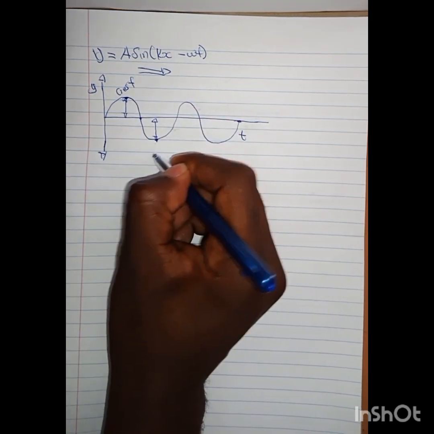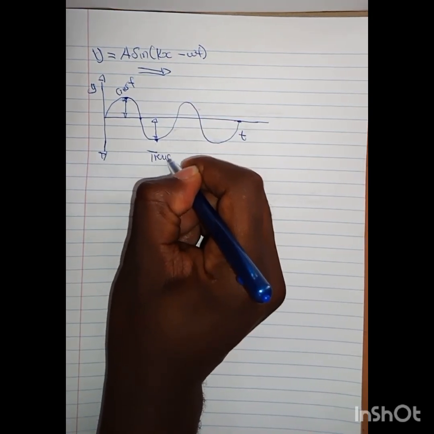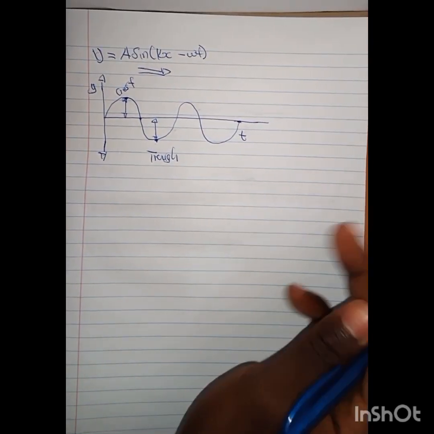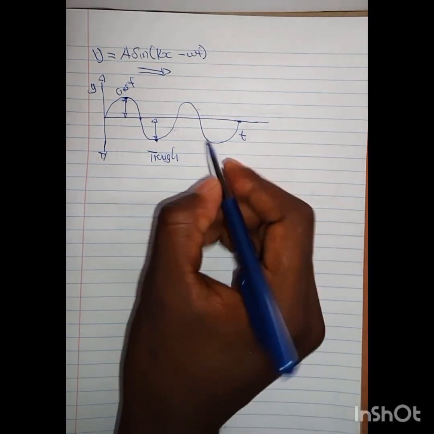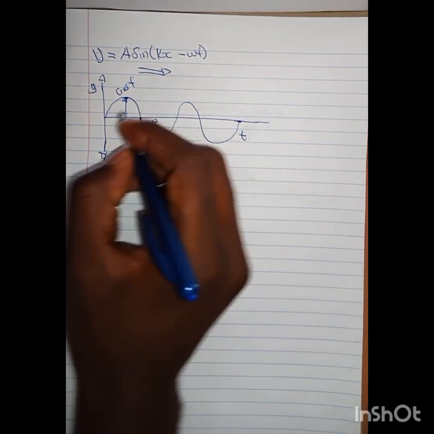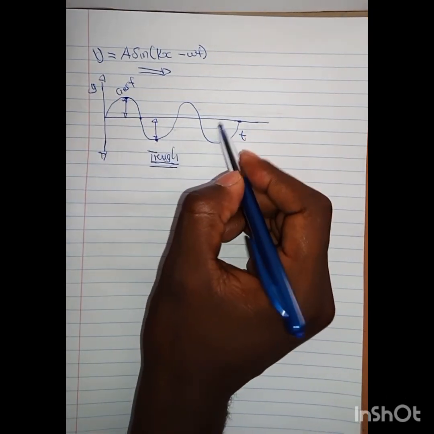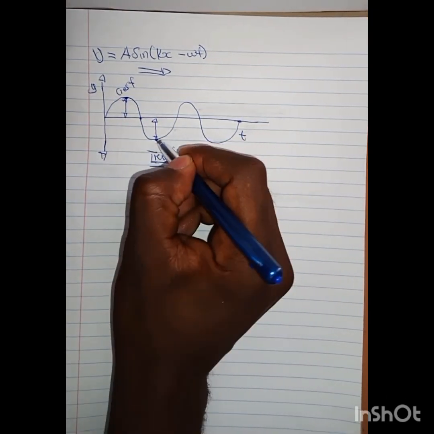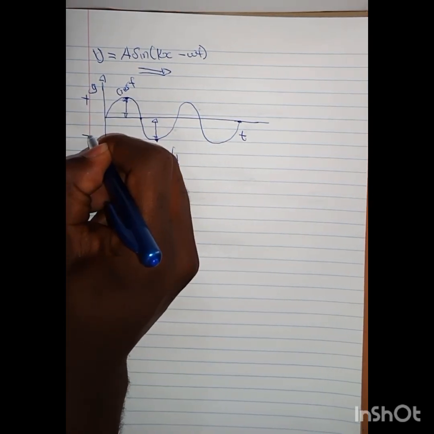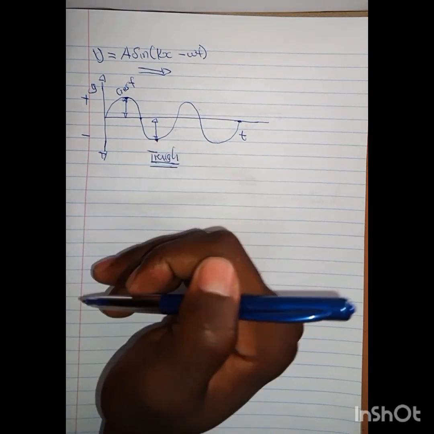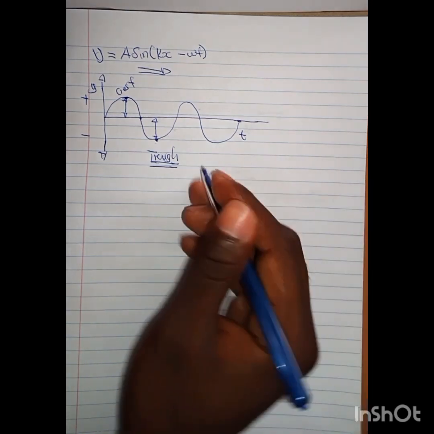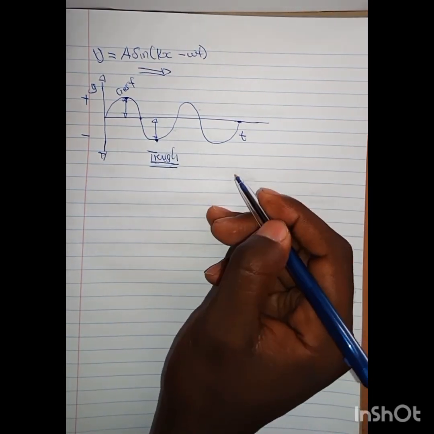This one is the trough. When we talk about the trough, it is the point at which the displacement of the element from its normal position is the lowest. As you can see, this side is the lowest because this side here is positive, and going down below 0, the numbers become less, down to negative infinity. So this point is the lowest.